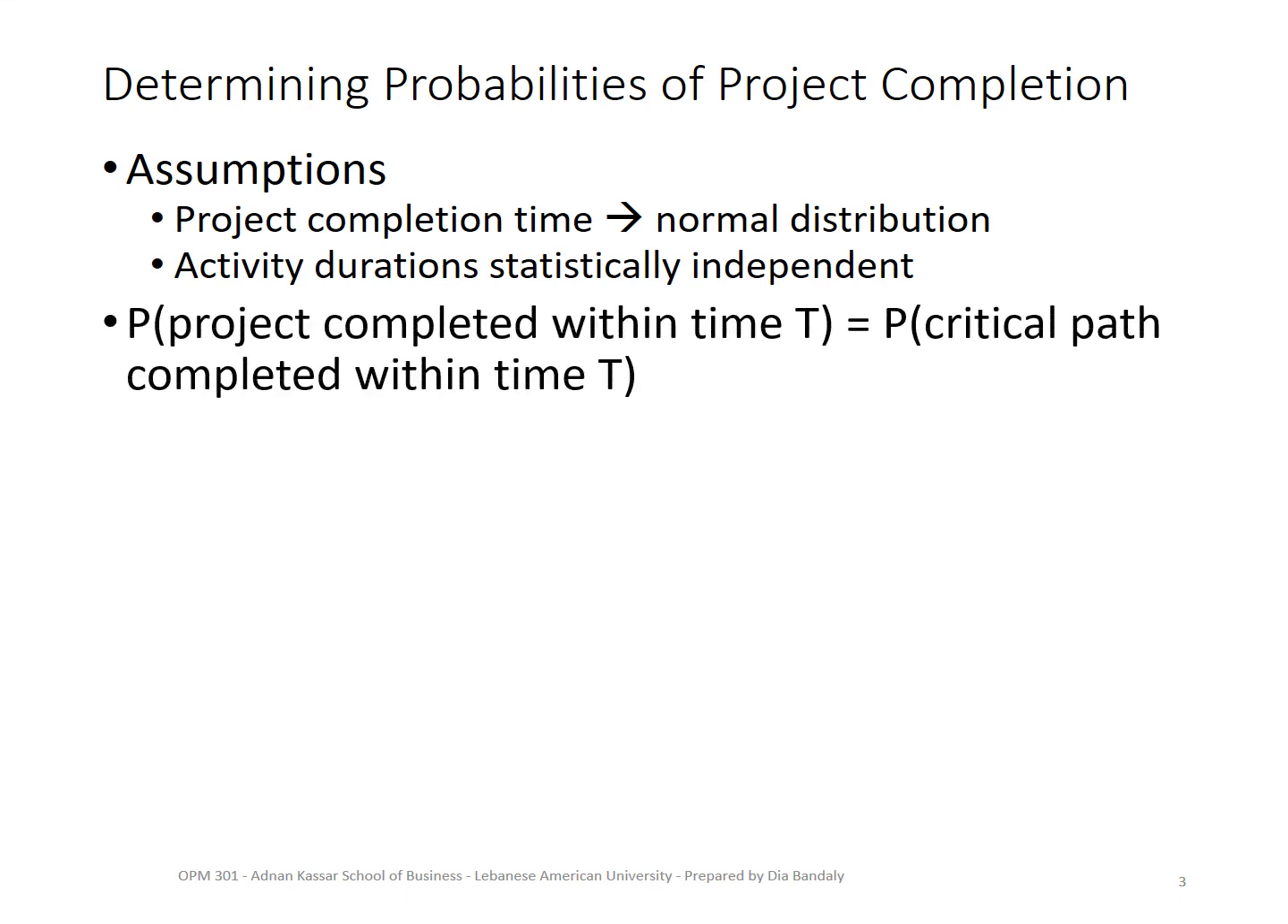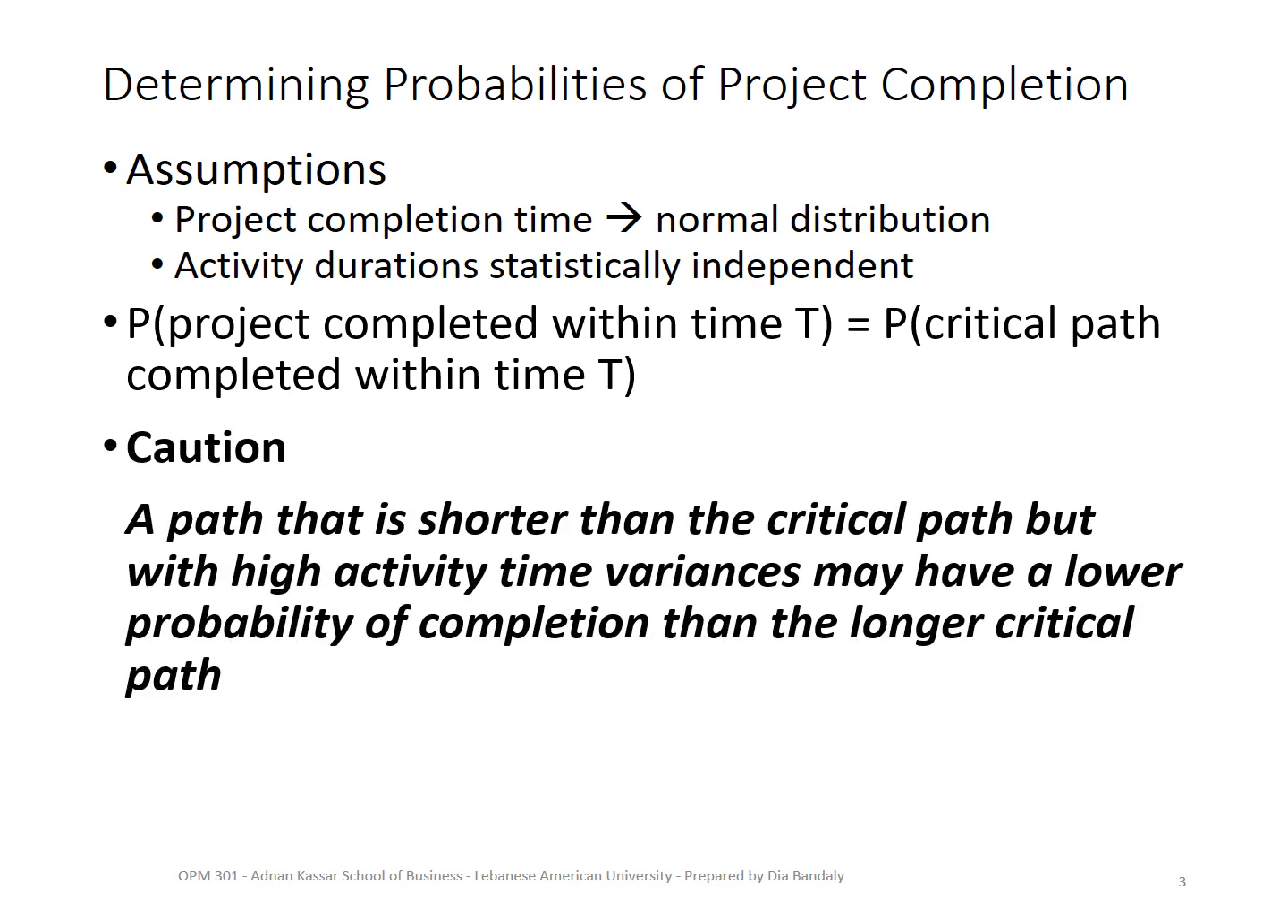All right, and we're adopting, as we said before, the simplistic approach, which is that the probability of the project completing within a certain time will be equal to the probability of the critical path completing within that same time. But remember that this is not the exact approach. Why? Because sometimes we have a path which is shorter than the critical path, however it has much higher variability, so it will pose a higher risk on the project completion time than the risk posed by the critical path.